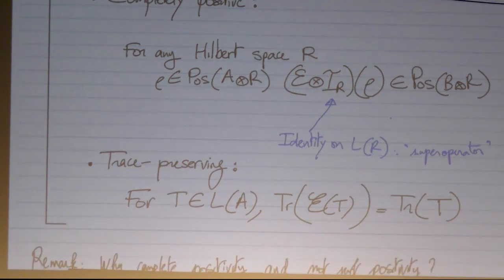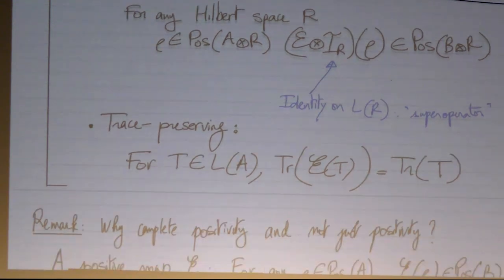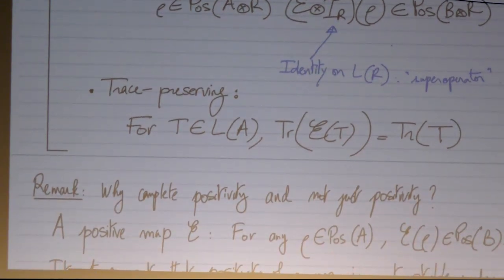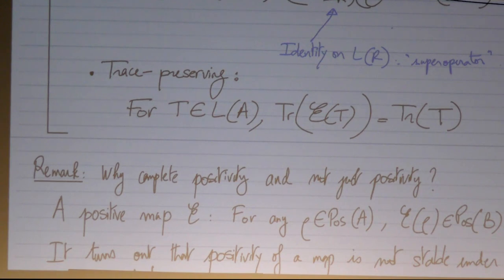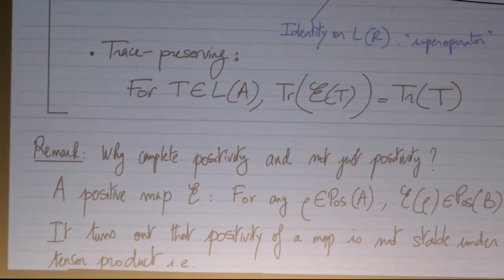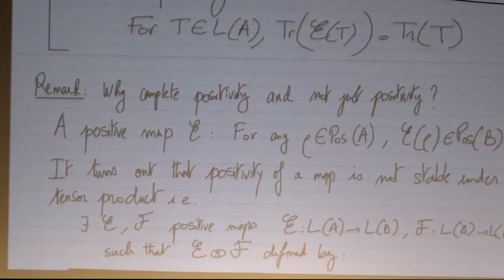So, to summarize, I ask that this quantum channel E maps positive operators to positive operators, and this stays true even if I take the tensor product with the identity. And the other natural thing is to say that it's trace preserving. So if I start with a state which has trace one, then I get something which has trace one.